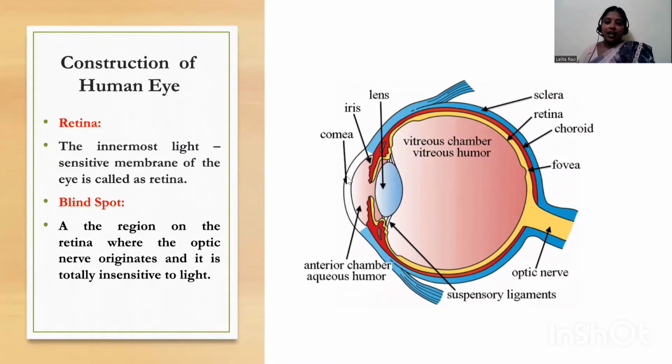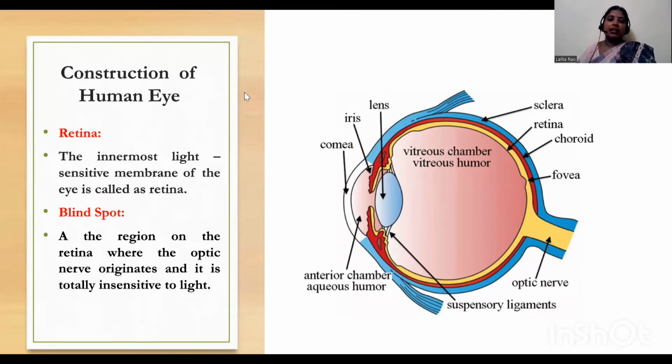Right, retina. Retina is a screen where the image is formed. Like when you go to a cinema hall, you can see the picture on the screen, right? That screen helps us to project the images. In the same way, whatever we see around us, suppose right now in the room where I'm sitting, I can see different objects.